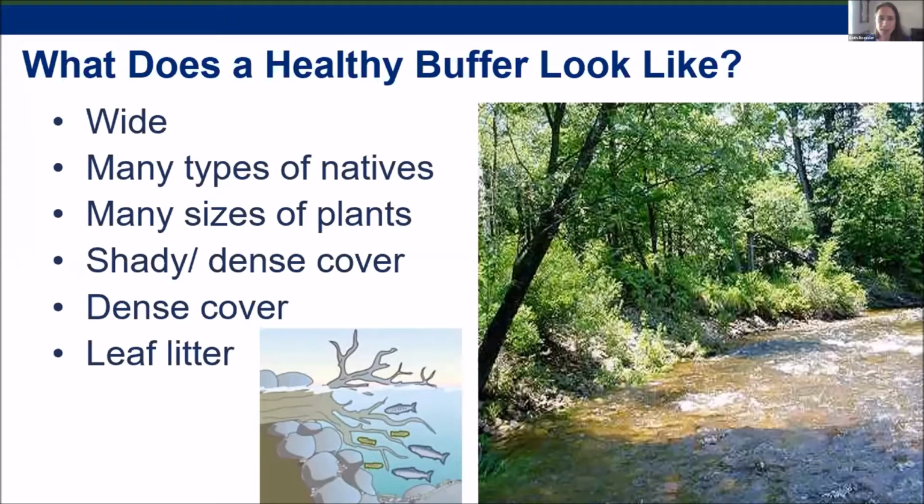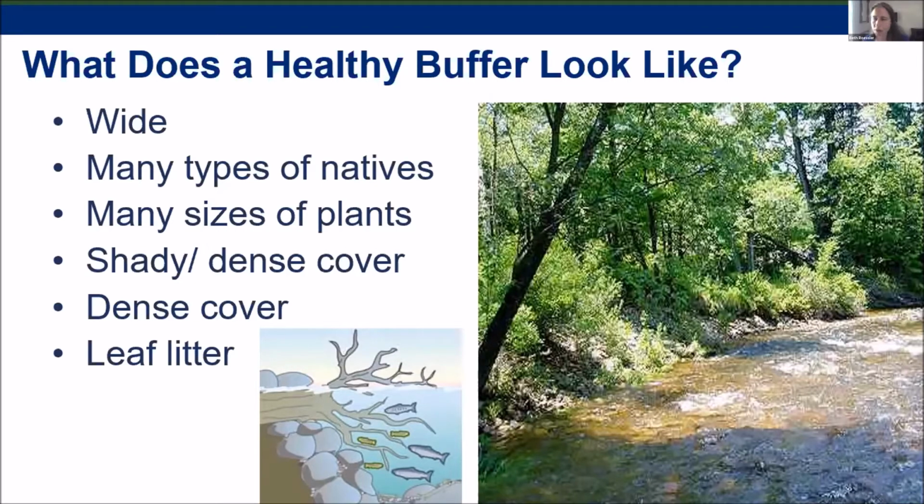Many types of natives, many sizes of plants. I mentioned that it looks messy. If you're looking at this picture we have here, there's low stuff and high stuff, and there's a tree and it's not exactly straight. Thinking about those kinds of things, and maybe managing and allowing for some things to be a little bit, quote unquote, messy. Shade: depending on the size of the stream, you might be shading out the whole stream. You might be just doing the edge habitat, but it tends to be dense cover with lots of different things.